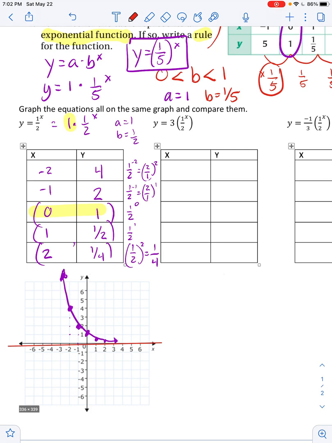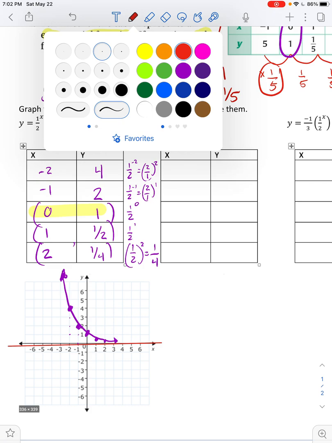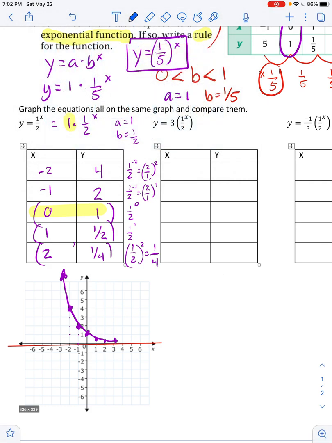Now this one wants me to graph them all on the same graph, so that's going to be a lot. So I'm going to go ahead and change this one to blue. And in the blue one, the difference is that I'm going to be multiplying my answers from before, because this part is the same, but I'm going to be multiplying each answer by 3. So I'm using my same values for my x's. I'm going to plug them in, but I'm not going to recreate all the work. I already did this 1/2 to the x part before.